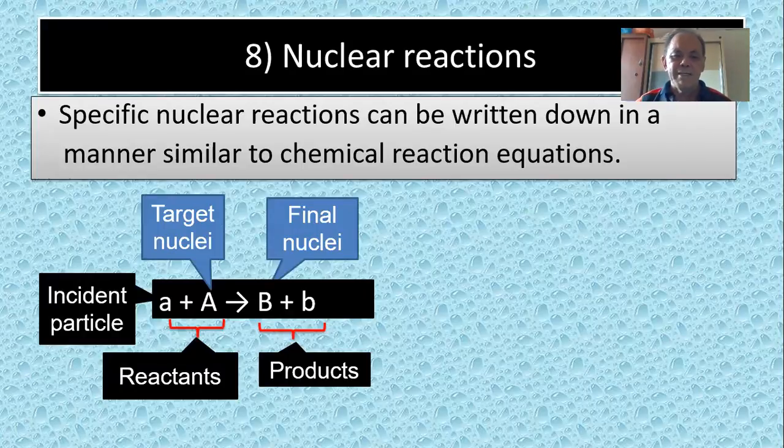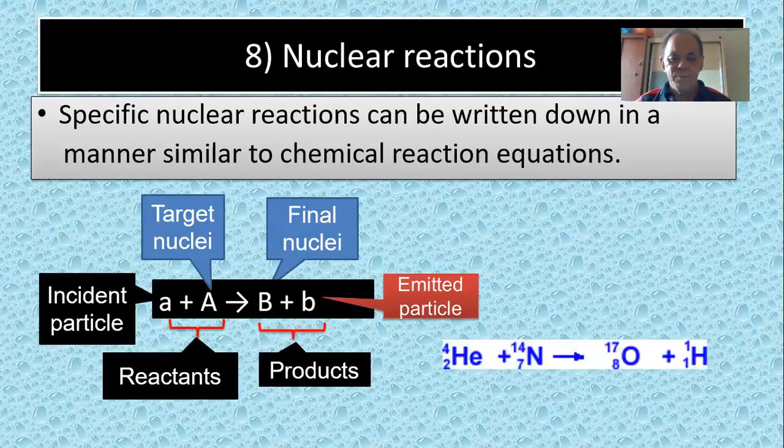And then the emitted particle will be small b. Right? Example, we send an alpha particle, small a, to nitrogen, the A, and then after the combination, oxygen is the final nuclide, and then the proton is the one that's emitted in the reaction.